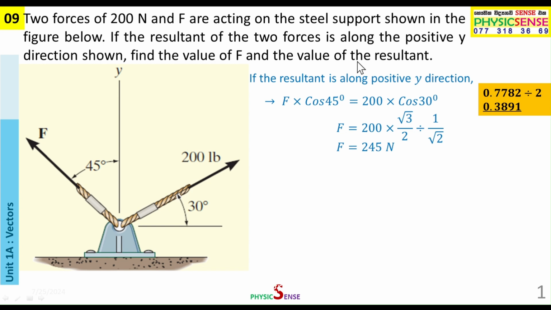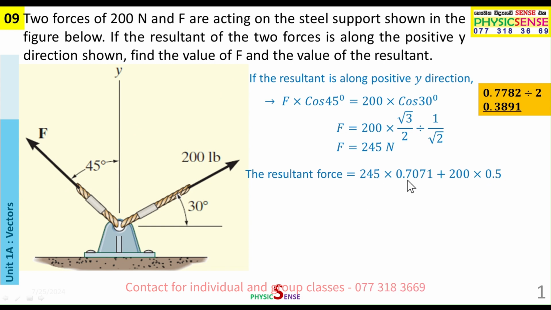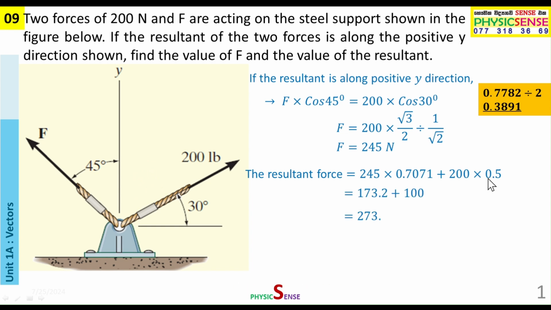So the resultant is along the positive y direction. That means the sum of the components of these two forces along the positive y direction will give us the resultant force. So the resultant force is equal to 245 into cos 45. Cos 45 again is 0.7071. I just substitute these values from the sine table, and then 200 into cos 60, because this vertical angle is 60. So cos 60 is 0.5. By solving these two terms, we get the value of the resultant force.